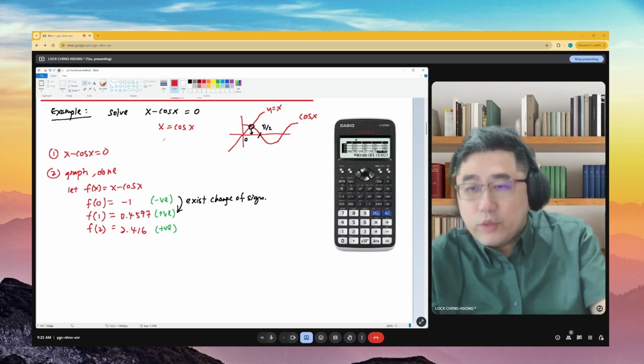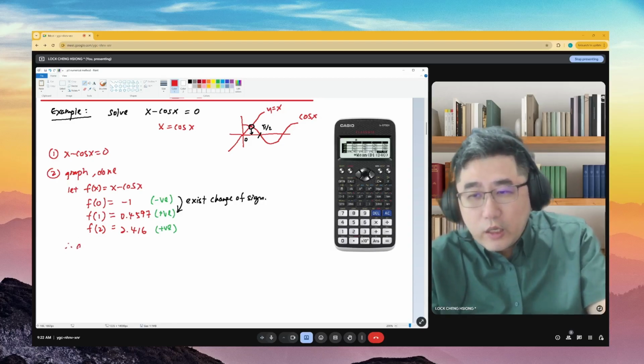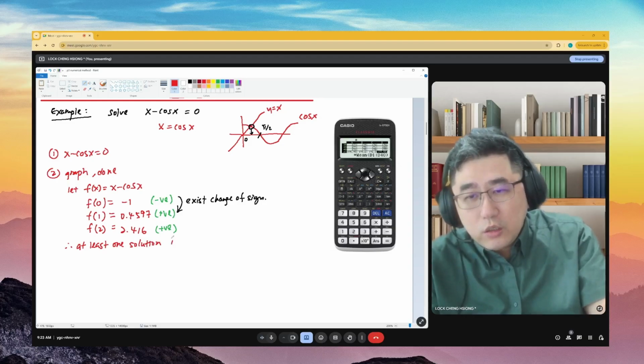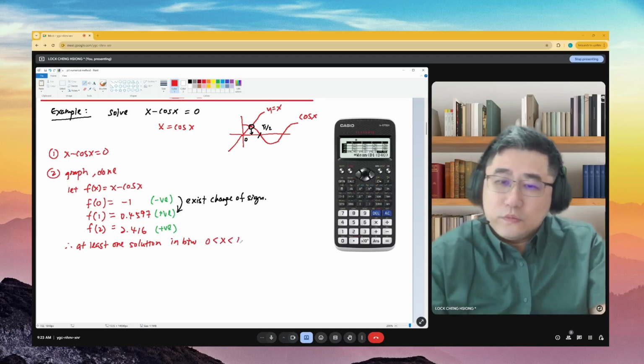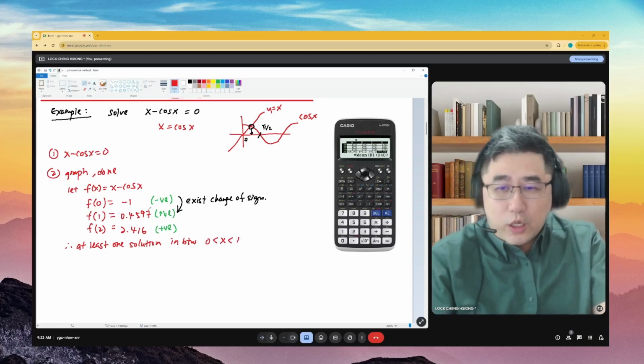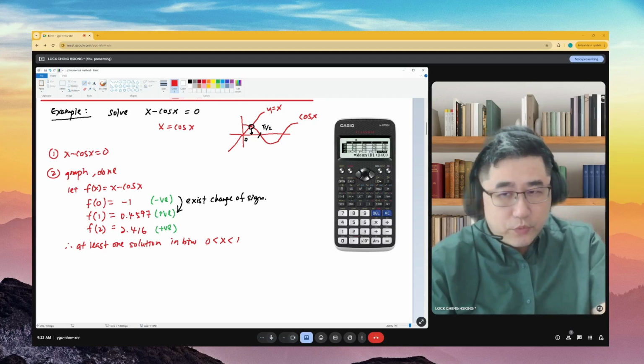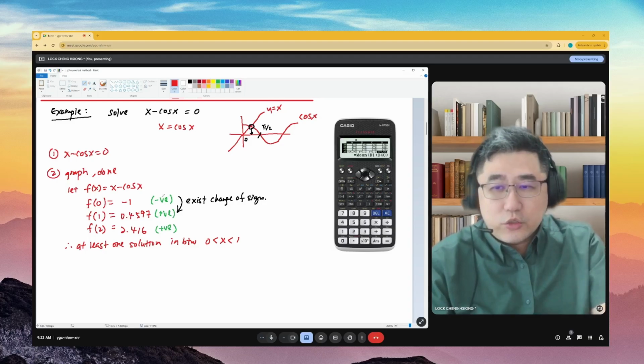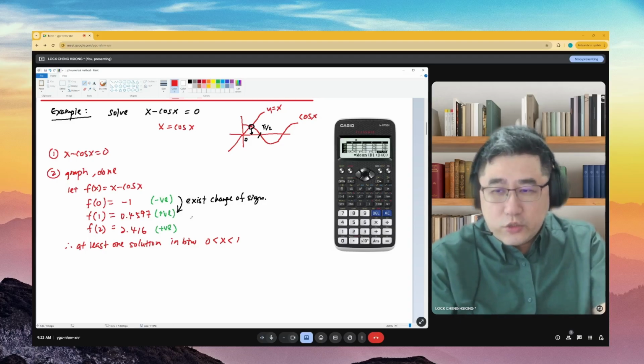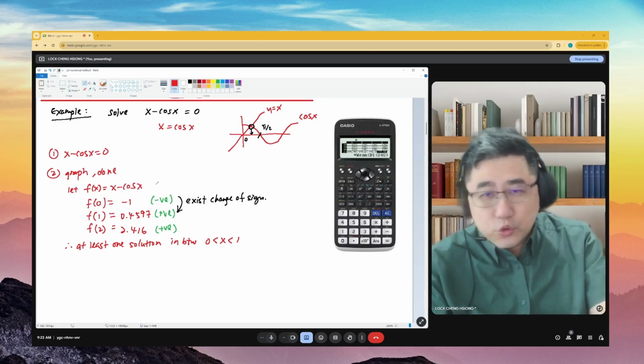Then from here we conclude that there is at least one solution between 0 and 1. It's just that I have no idea what the answer is yet. I only know it's between 0 and 1. I don't care whether it's changing from negative to positive or positive to negative, as long as there is a change of sign. That will be step 2.